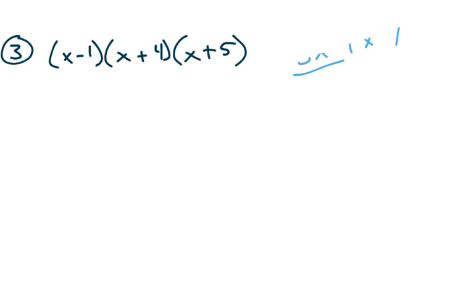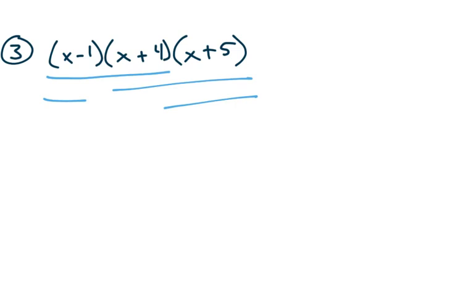If you have 3 polynomials, pick 2 to multiply together, like these 2, or these 2, or this one and this one. It's totally your choice. And then multiply the third one after that. So let's do the first 2. x minus 1 times x plus 4.